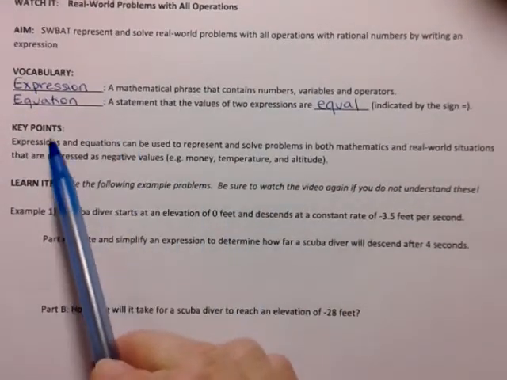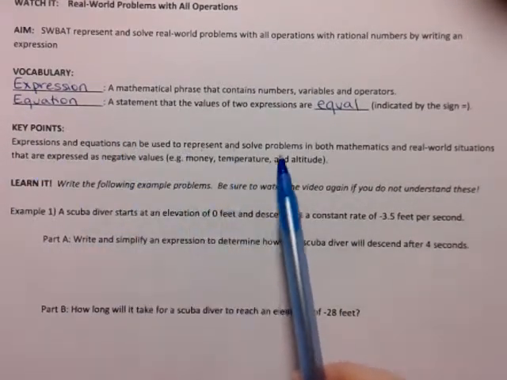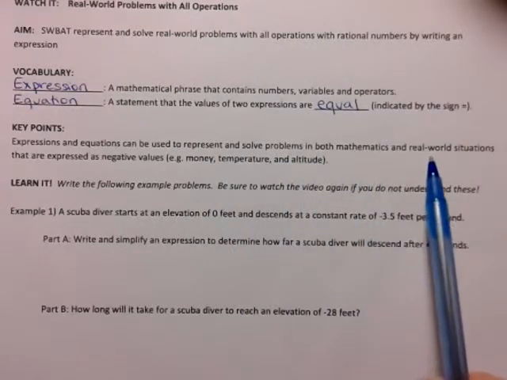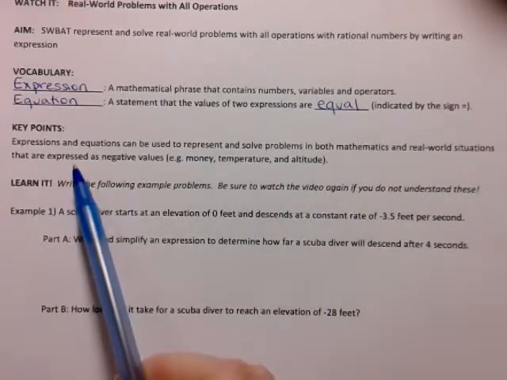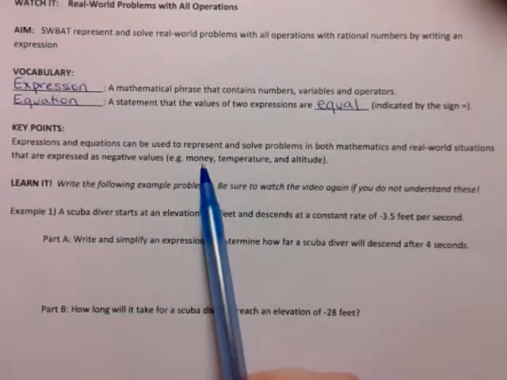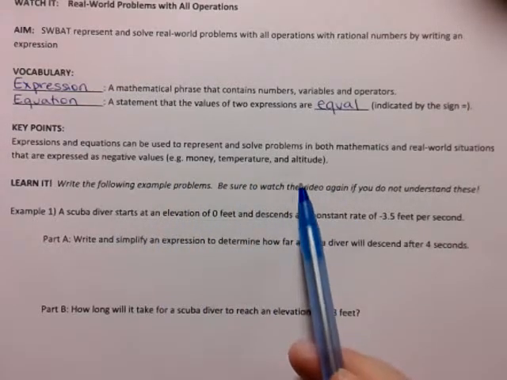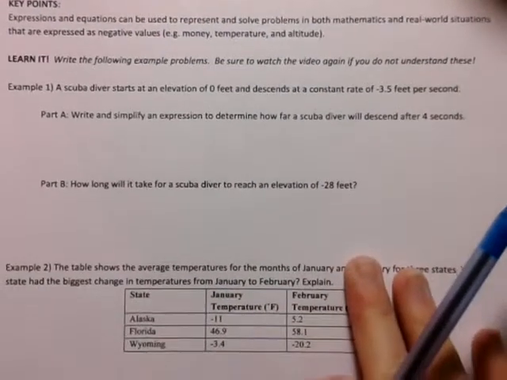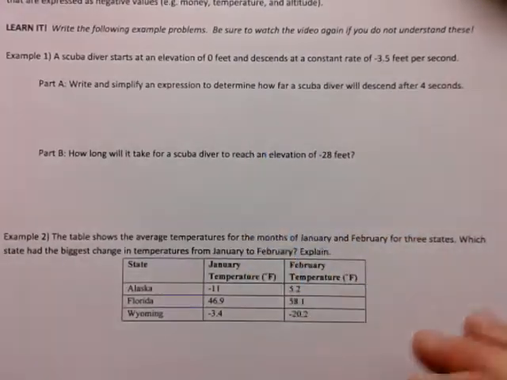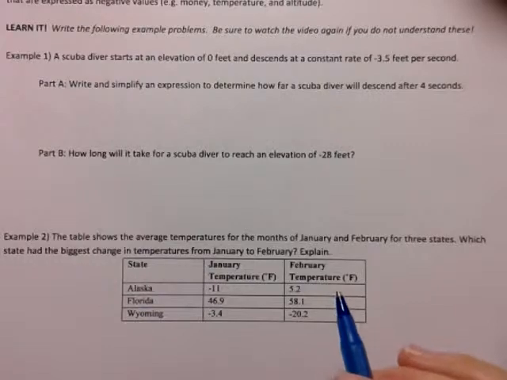Some key points. Expressions and equations can be used to represent and solve problems in both mathematics and real-world situations that are expressed as negative values. For example, debt, negative temperatures, and a decrease in altitude. So let's look at example number 1. The toughest part about these problems is figuring out which operation you should do.